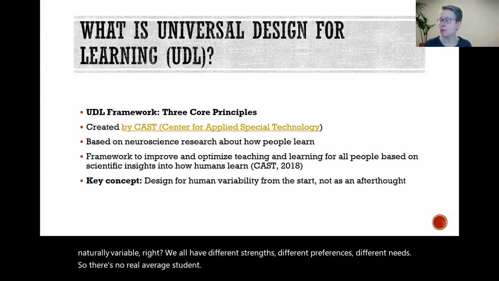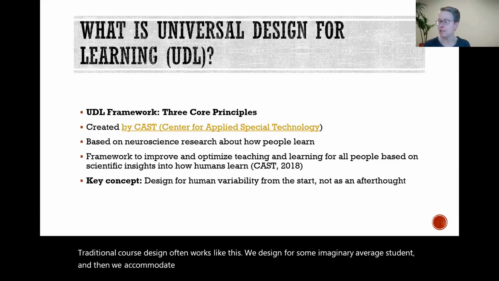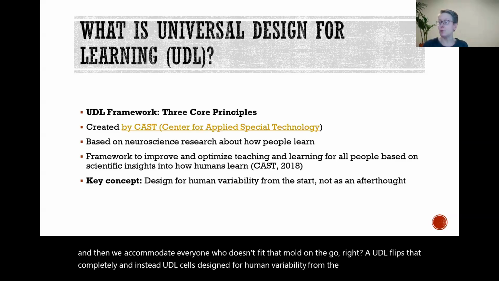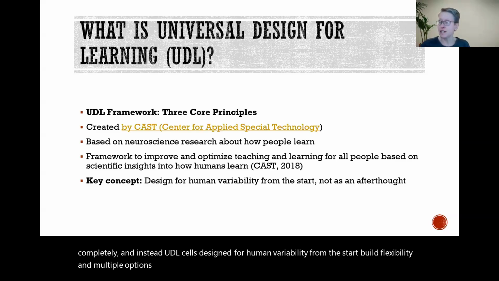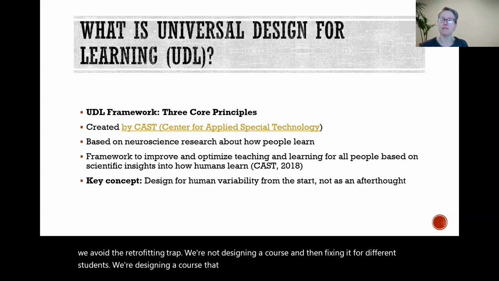Traditional course design often works like this. We design for some imaginary average student, and then we accommodate everyone who doesn't fit that mold on the go, right? UDL flips that completely. Instead, UDL designs for human variability from the start. Build flexibility and multiple options into the original design, not just as afterthoughts. And this is really how we avoid the retrofitting trap. We're not designing a course and then fixing it for different students. We're designing a course that works for different students from the first day.